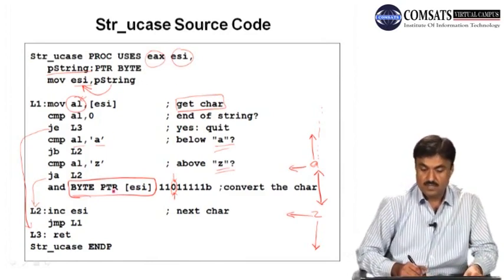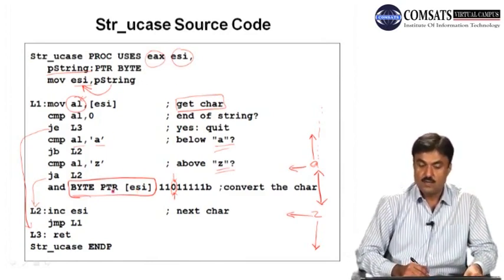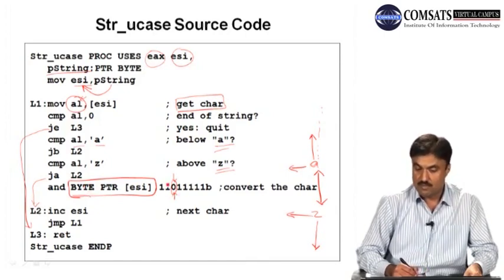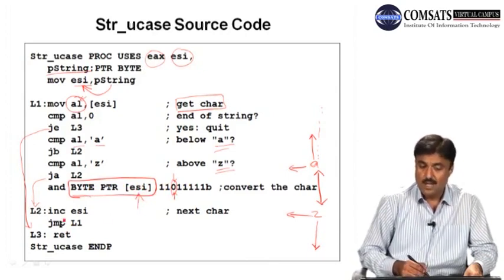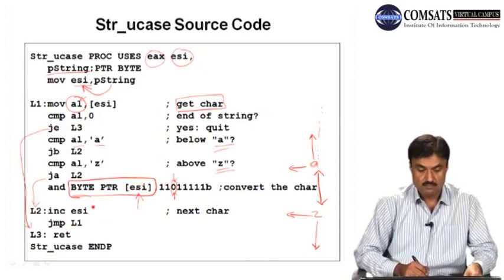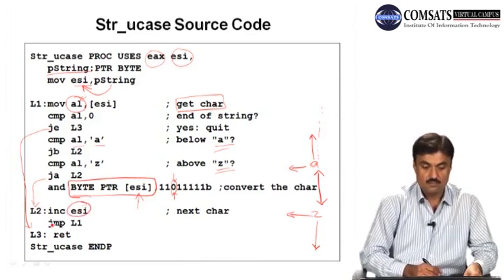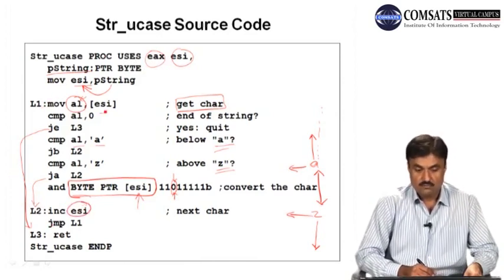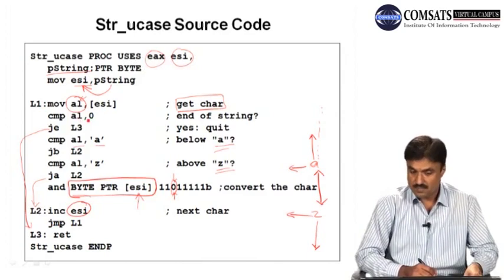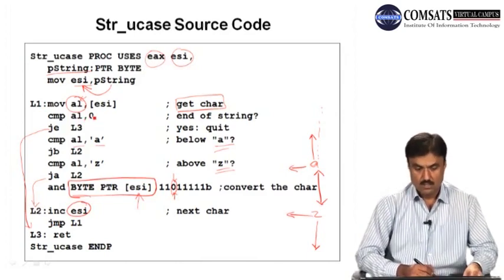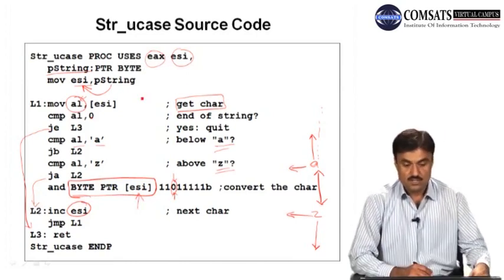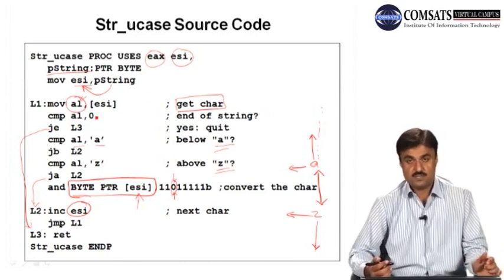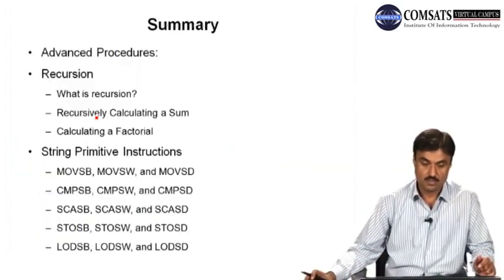So wheresoever the ESI is pointing, we want to convert that byte by performing an AND operation, and again the value will be stored at the ESI. In case there is another value, we just simply increment and we jump to L1. So we compare here again, and we just move to the next character and so on. If the AL is equal to 0, meaning the string is terminated, we will exit from this program.